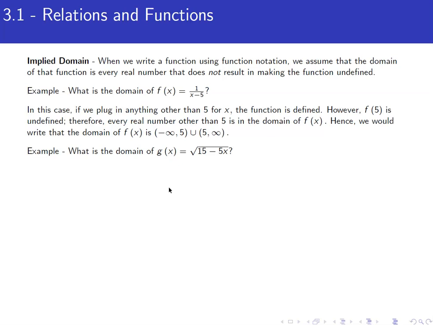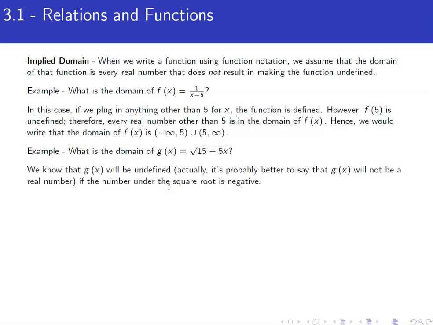Let's look at another example. This one's asking us what's the domain of g of x equals the square root of 15 minus 5x. And again, when you're looking at domain, you're asking yourself, what can go wrong? What bad things can I plug in? Well, in this case, we're doing a square root. At least in terms of the real numbers, bad things happen when you plug in negatives under a square root. So g of x will be undefined.